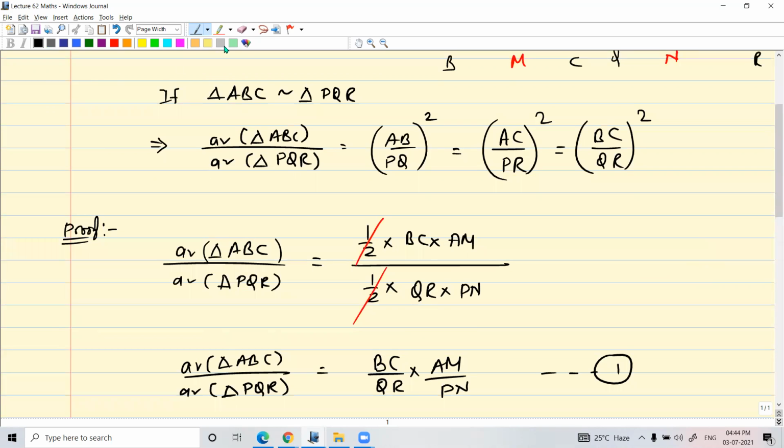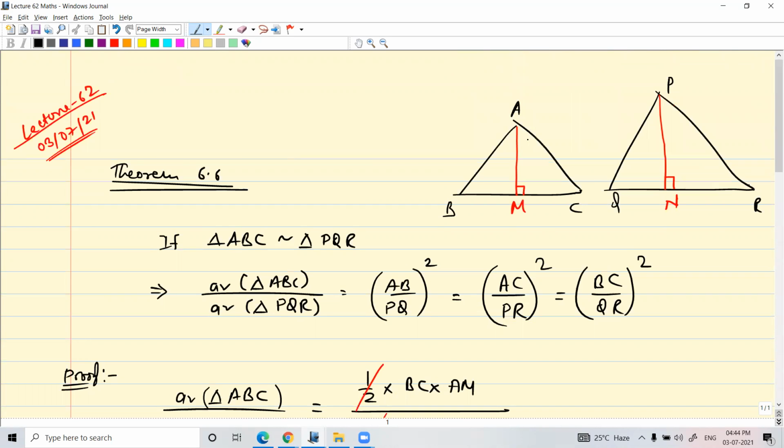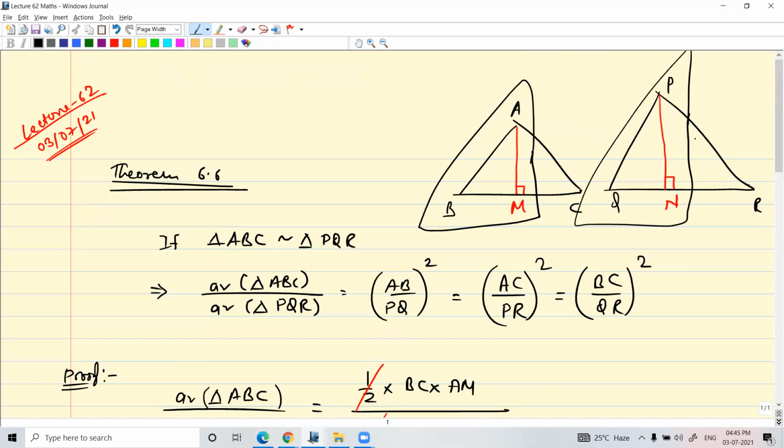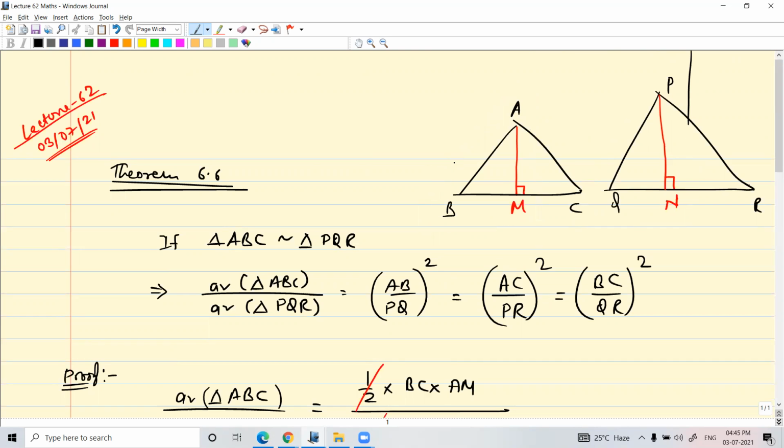Now, what did I tell you? This AM by PN will also be equal to BC by QR. Just now I told you, in a triangle, when these two triangles are similar, even their altitudes or medians are also in equal ratio. So let's prove that itself first, okay? Which triangle can we take? We'll take this triangle ABM and PQN. Let's prove that they are similar.